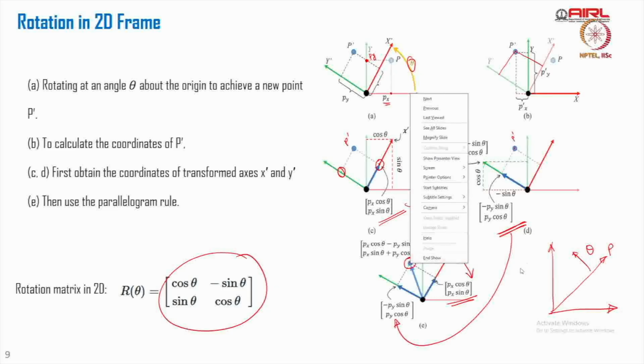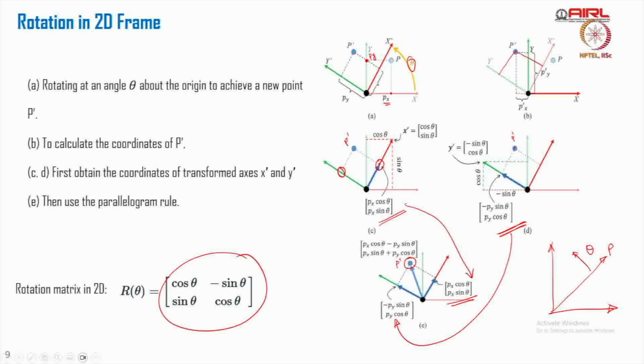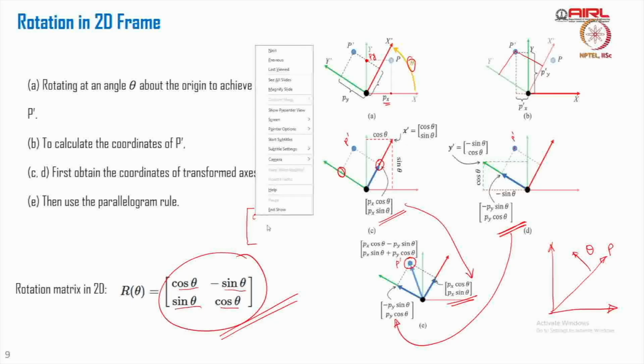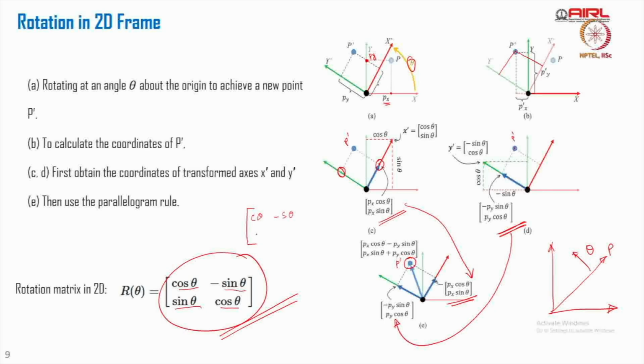then the new vector is something like this, which we get as p hat, and we can see that the rotation matrix in 2D becomes cos theta, minus sin theta, sin theta, cos theta. For brevity, in many textbooks or research papers, this cos theta is represented as c theta, and sin theta is represented as s theta. So when we capture the rotation in a 2D frame, the rotation matrix becomes of this particular format.